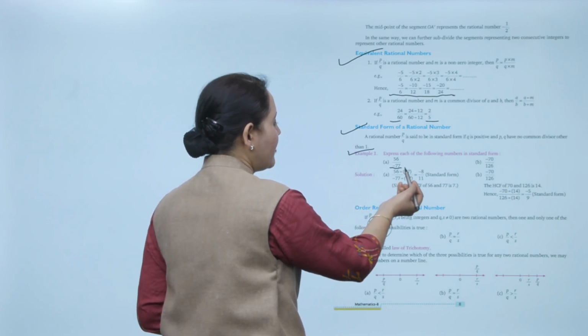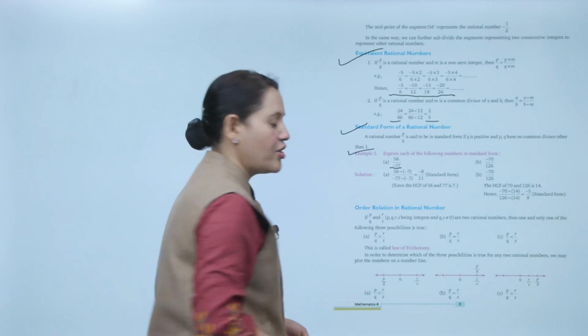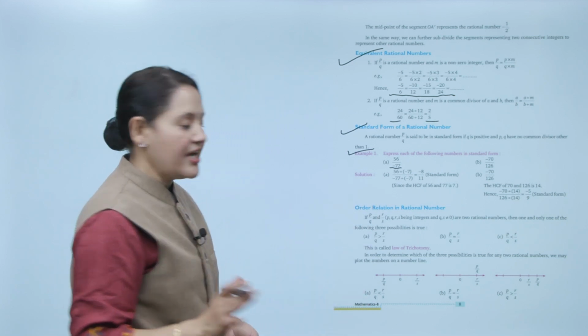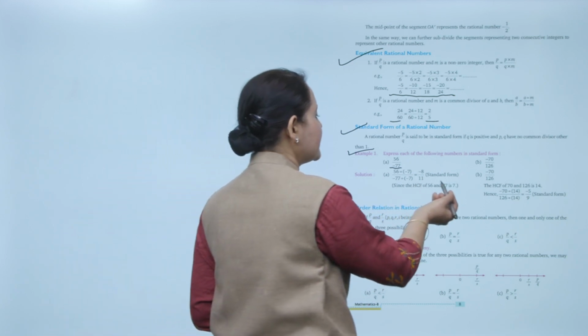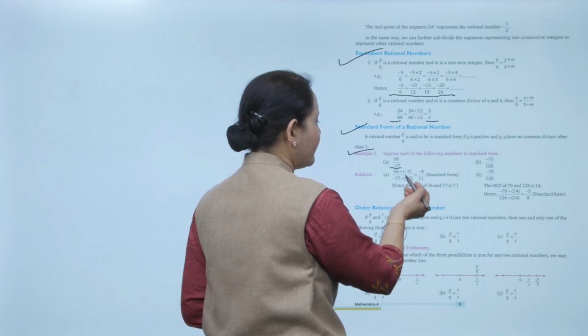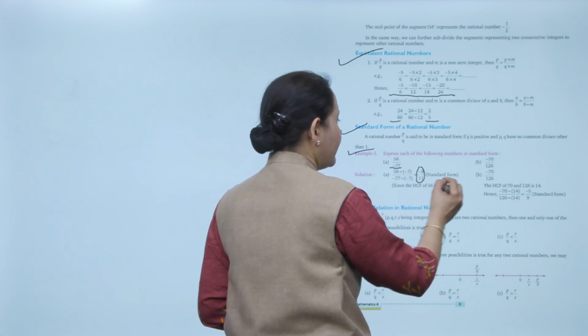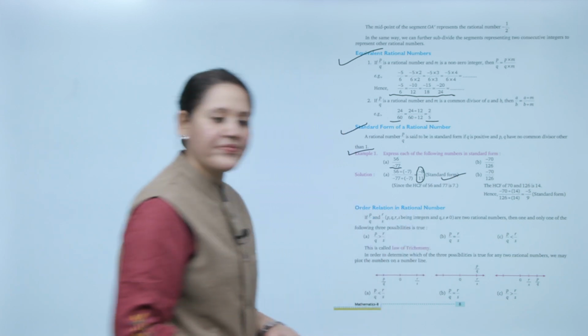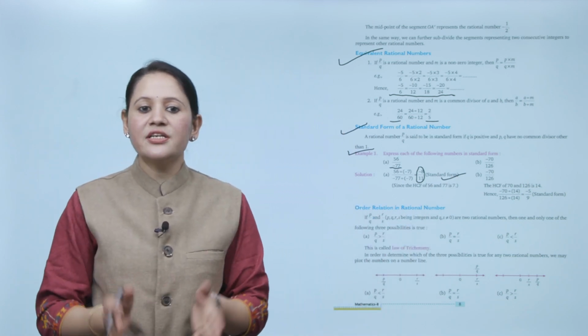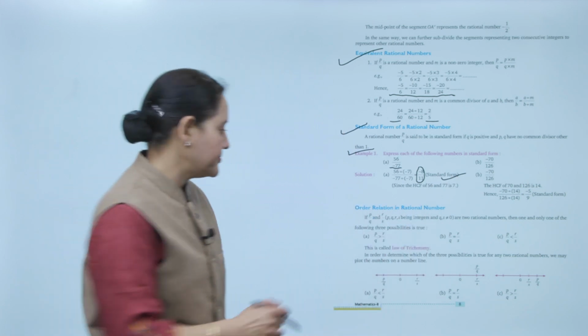So here we have divided both numerator and denominator by -7, that is, the HCF of 56 and 77 is 7. So here we have divided by -7. So -8 upon 11, that is the standard form. Next is order relation in rational numbers.